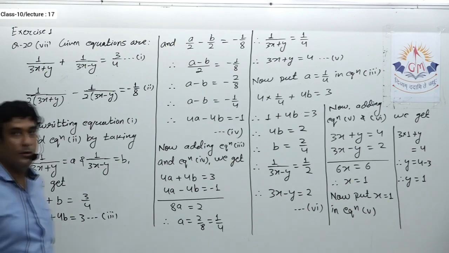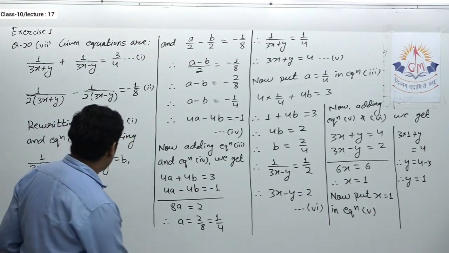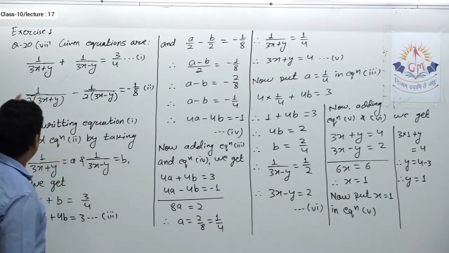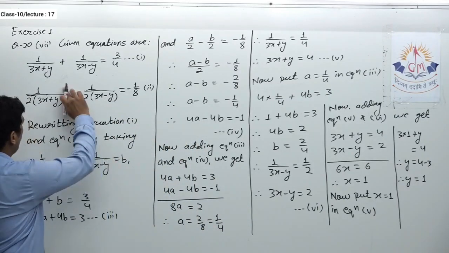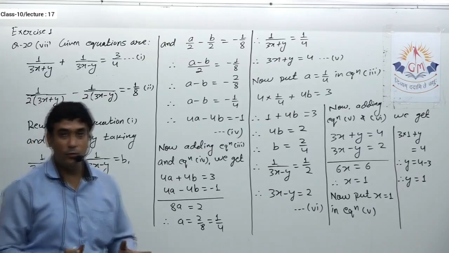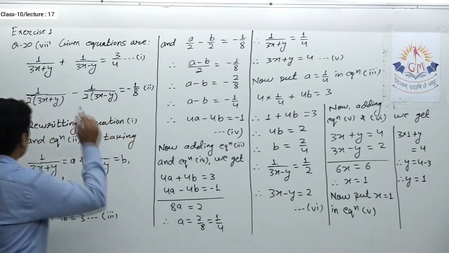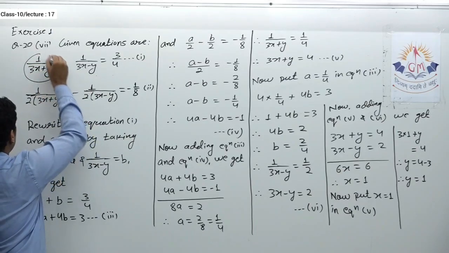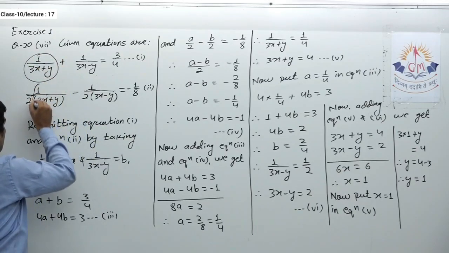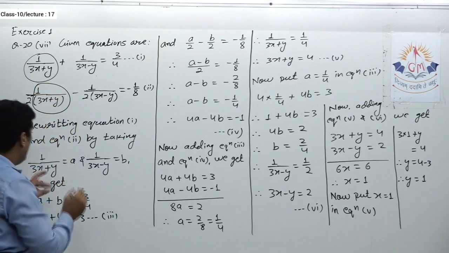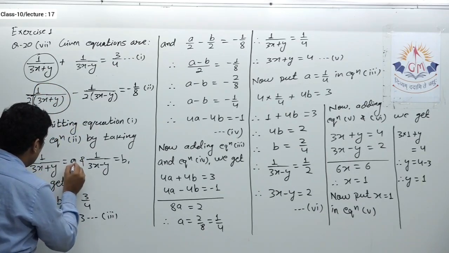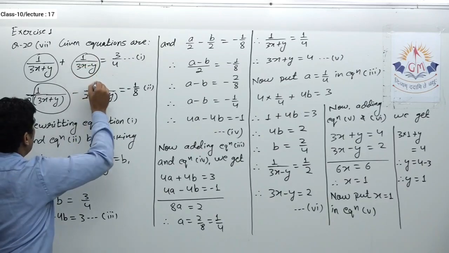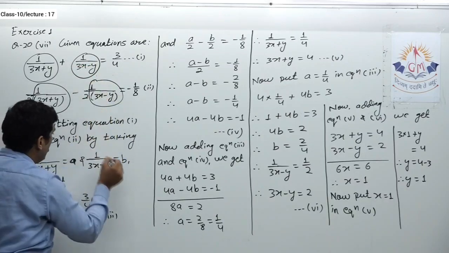Okay, so I hope this is clear to you. Once again, I am explaining this in short. See, the thing that you have to observe is what replacement we can do, and for that these expressions must be the same in both the equations. For example, here it was 1 upon 3x plus y in both the equations. So I kept that as equal to a. I replaced that by a. And similarly, I got this, so I replaced this by b.